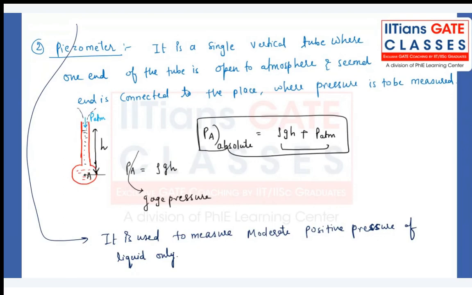So if you want to measure high pressure, or gas pressure, then definitely we have another instrument, that is a manometer. In the manometer we have different types: simple manometer, differential manometer, and inverted differential manometer for measuring negative gauge pressure. So for all those purposes we have the instrument called manometer. Now, all of you have noted down, can I move to the next one?